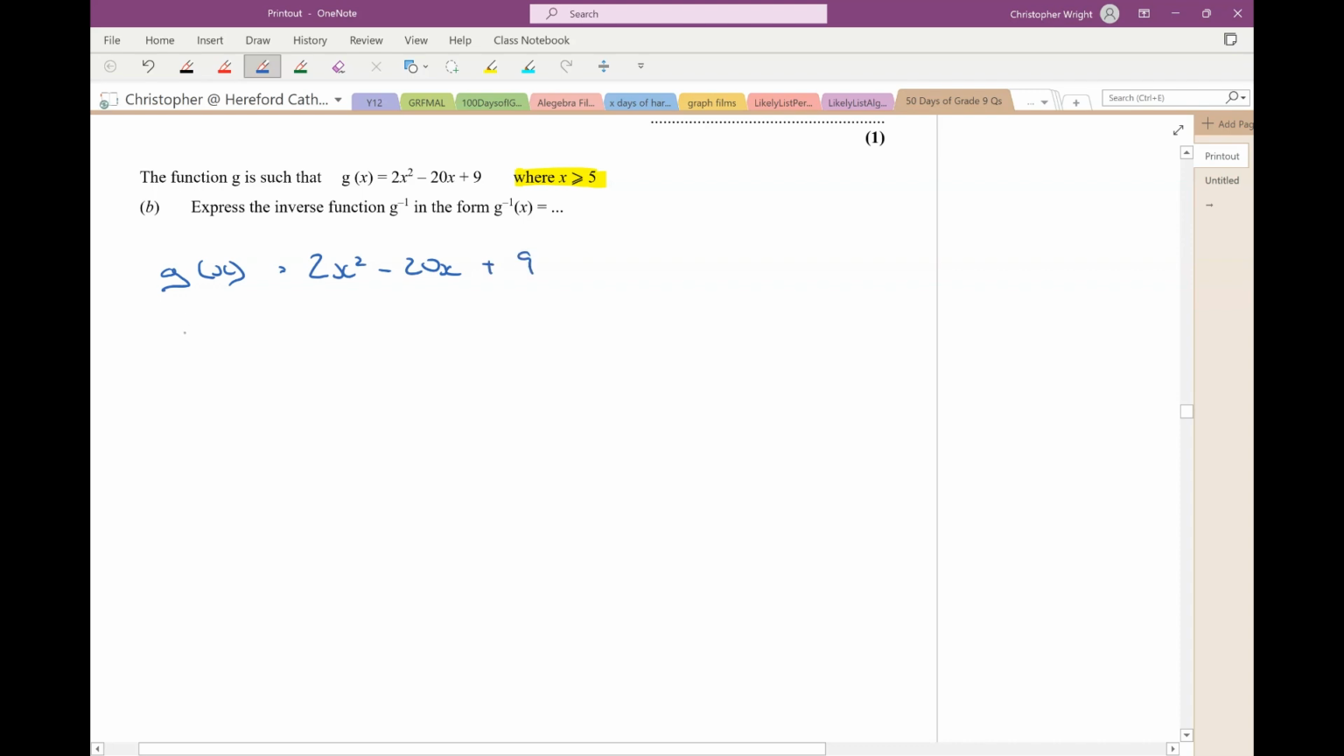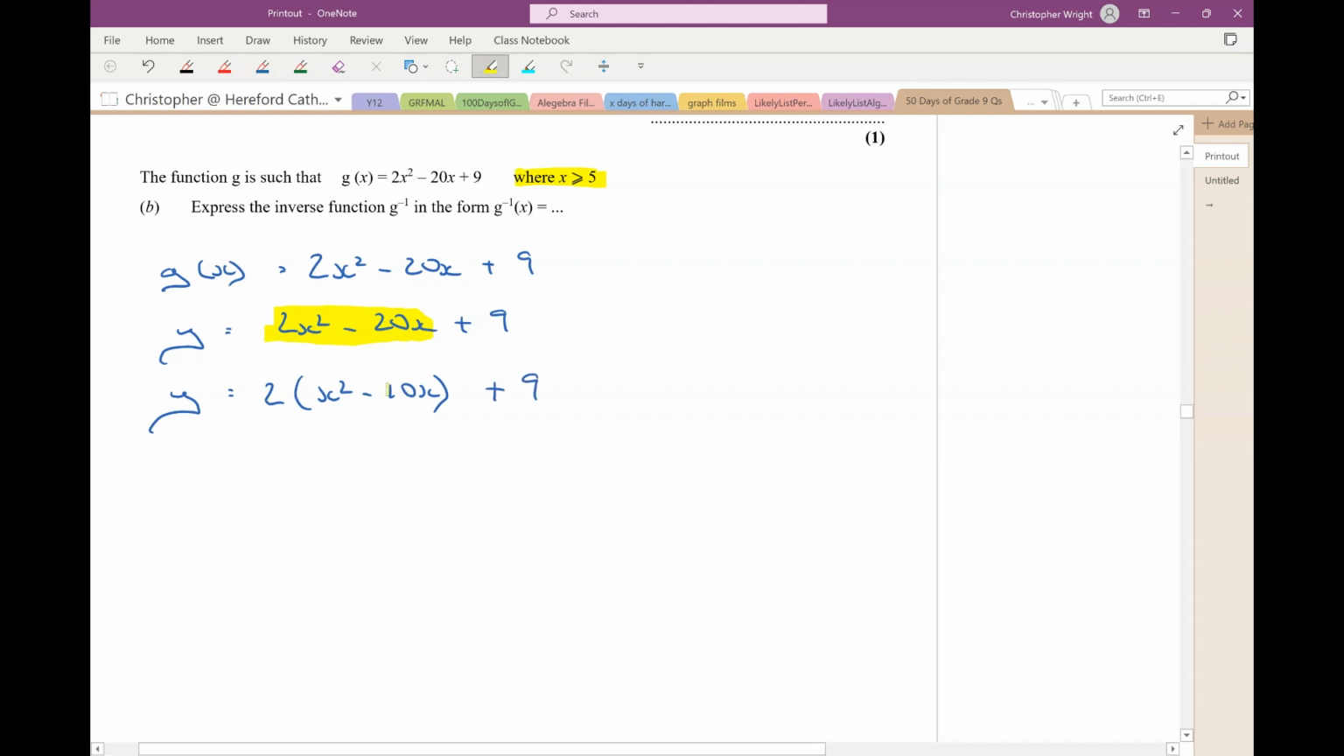Well, indeed, what we normally do, of course, is we write y equals 2x squared minus 20x plus 9, and now we need to make x the subject. And in order to do that, we complete the square on the right-hand side. So I am going to ignore the plus 9 and write that down later. So I'm really only interested in these two terms here. Now, before I start completing the square, I need a single x squared. So I'm going to write that as 2 lots of x squared minus 10x. And now I'm going to copy down the plus 9.